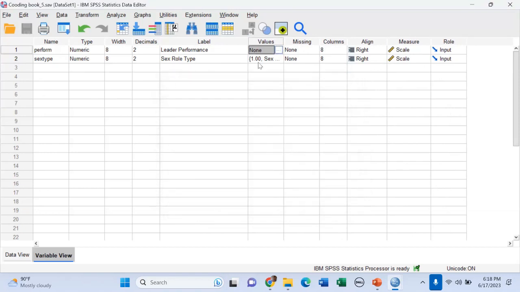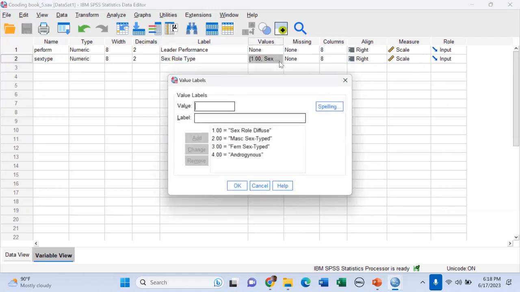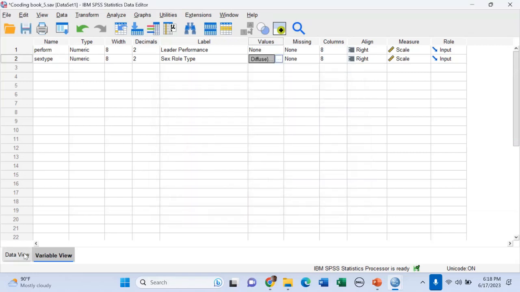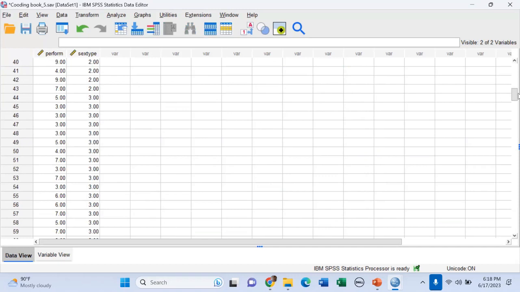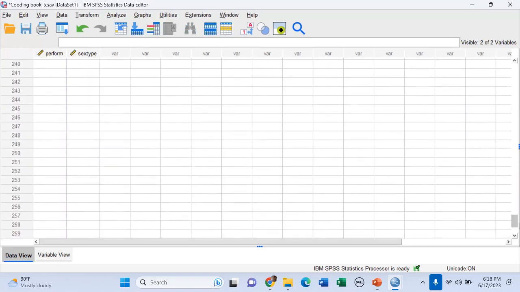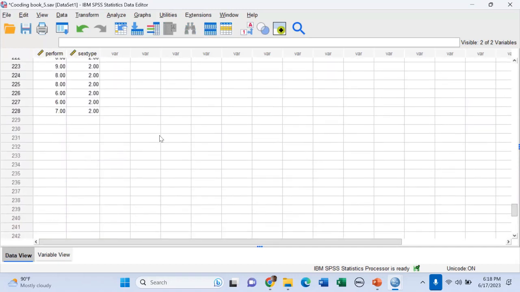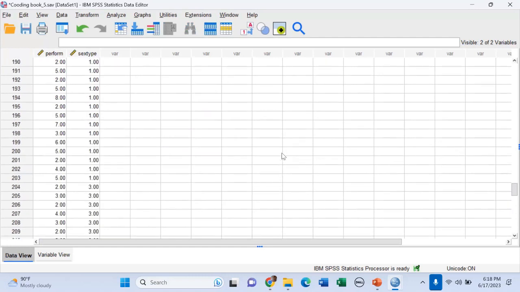We don't have any data values here. Next one, we have sex role type. Now here, I need to understand how I have given the coding. We have given 1 for sex role diffuse, 2 for masculine sex type, 3 for feminine sex type, and 4 for androgynous. Okay, this is clear. Now, next I need to understand what my sample is. We have around 228 responses.